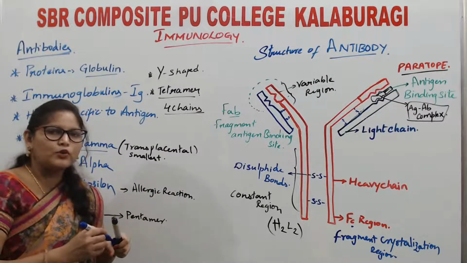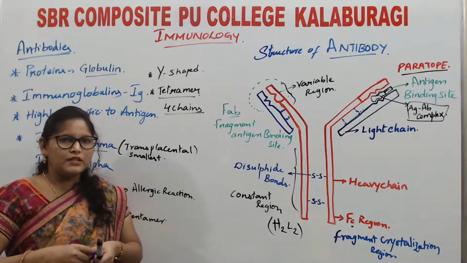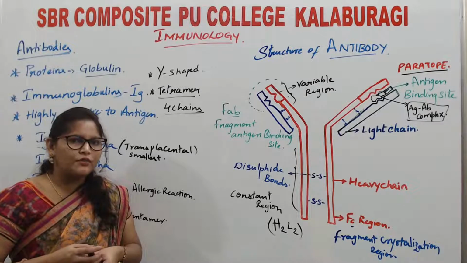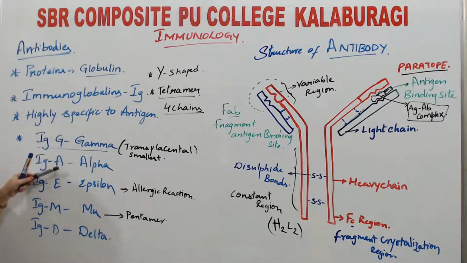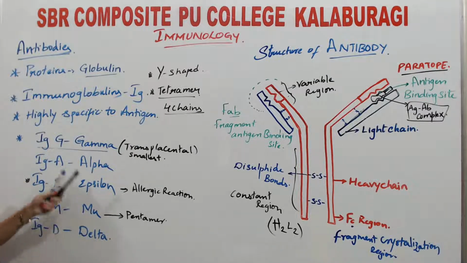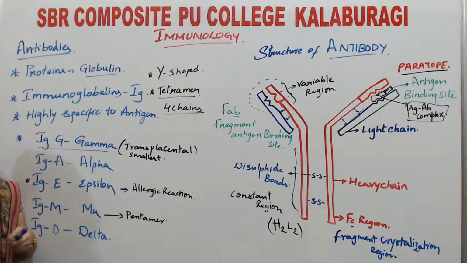These antibodies are produced by B lymphocytes. T lymphocytes do not have the capacity to produce antibodies, but they help the B lymphocytes in the production of antibodies. Is that clear? These are proteins produced in response to antigen, and they are called immunoglobulins, represented by Ig, and they are highly specific in nature to the particular antigen. There are 5 different types of antibodies: gamma, alpha, epsilon, mu and delta. The most abundant is IgG, which is transplacental, which can cross the placenta from the maternal body and enter the fetal blood. Is that clear? We shall discuss this a bit later.